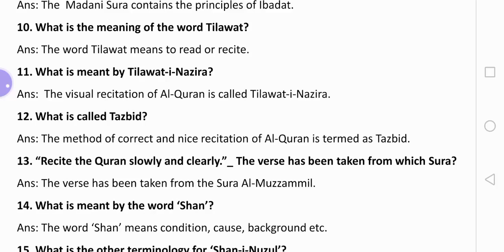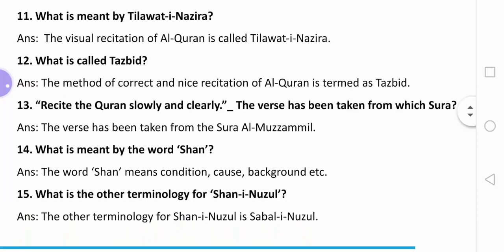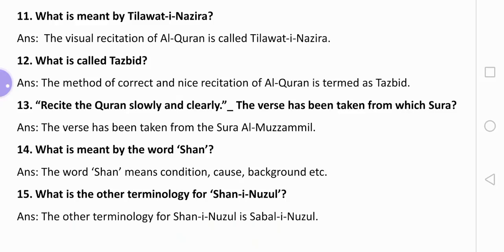Number 13, recite the Quran slowly and clearly. This is the verse. A question may be asked like this: the verse has been taken from which surah? And you have to put the answer like this: the verse has been taken from Surah Al-Muzammil. Number 14, what is meant by the word Shan? The word Shan means condition, cause or background.